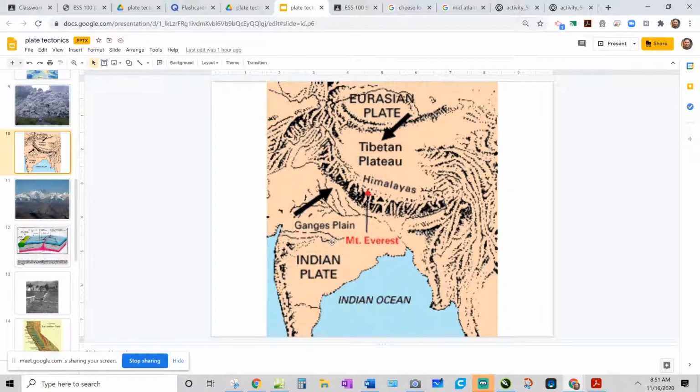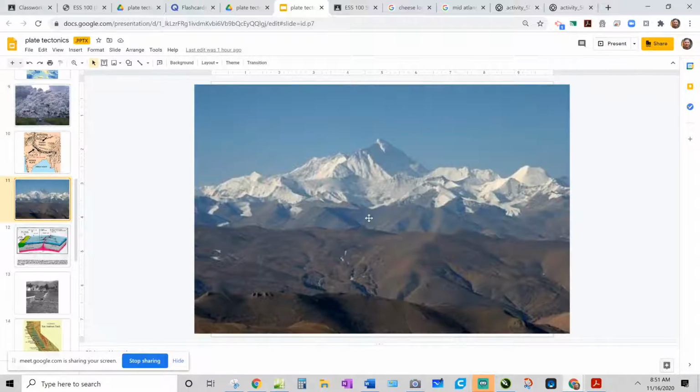So this is a picture of the Indian plate, and then the Eurasian plate, and then you can see the Himalayas right in there with Mount Everest. So that's what we were just drawing. And they look like this. You know, they're sharp and jagged, and there are a lot of glaciers on top of those that are carving them, but they're not volcanoes.